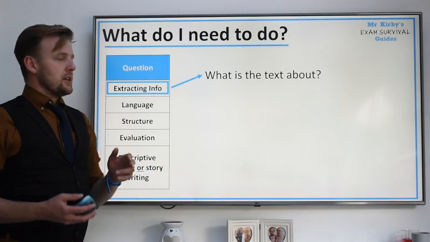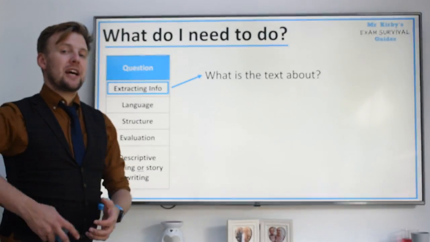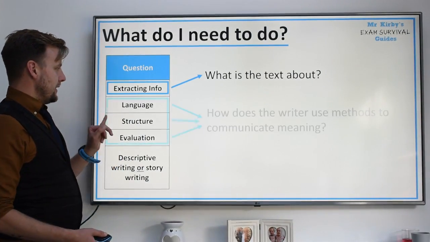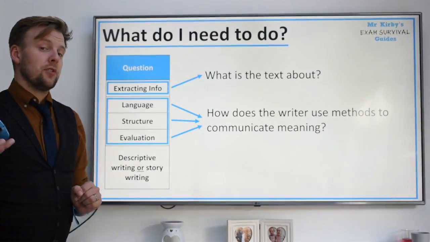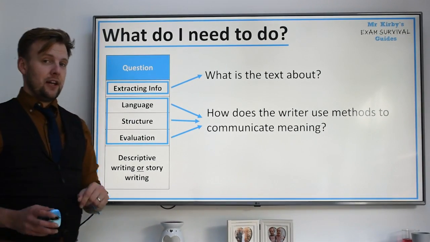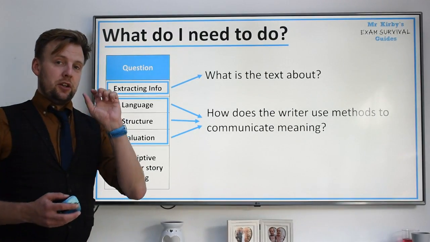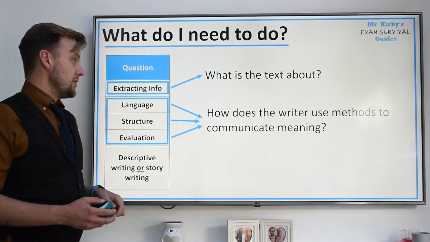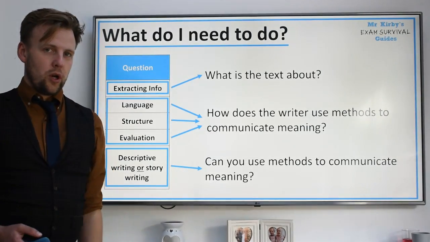First of all, you're being asked to extract information about what the text is about, what's actually going on. That's going to let you then be able to analyse the methods the writer has used to communicate meaning, both in terms of language, structure and then evaluation. The final part of the exam is actually then turning it on its head, going the other way round, and it is you then applying the methods to communicate your own meaning.